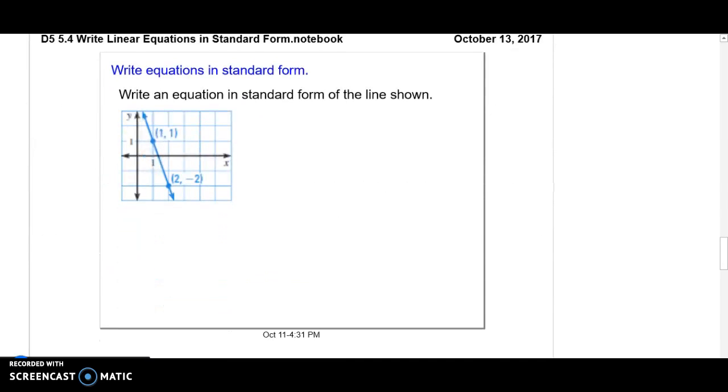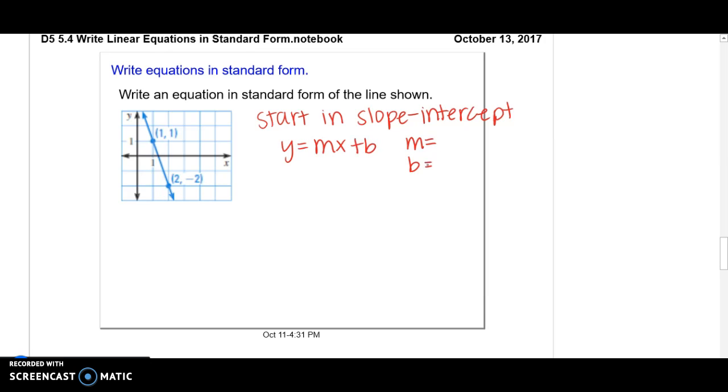Okay, taking something and writing an equation in standard form. So for this, the easiest way is to start in slope intercept and then just change it. So we need y equals mx plus b. We need to find our m and our b. So the easiest one, where is it going to hit that x or that y axis? Well, if we just keep going, we can see it's going to hit at that next coordinate, which looks like 1, 2, 3, 4.